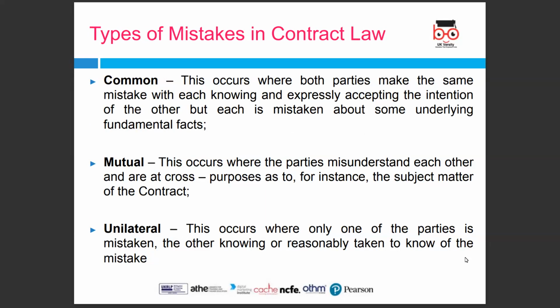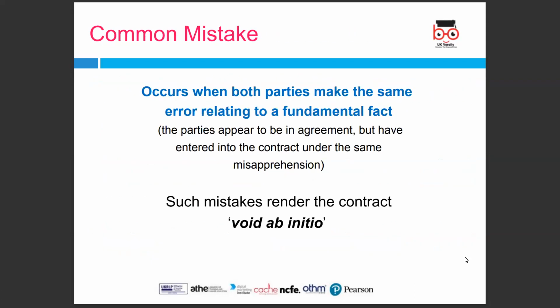So we've got common mistake. This occurs where both parties make the same mistake, with each knowing and expressly accepting the intention of the other, but each is mistaken about some underlying fundamental factor. Mutual mistake occurs where the parties misunderstand each other and are at cross purposes as to, for instance, the subject matter of the contract. And unilateral mistake occurs where one of the parties is mistaken and the other knows, or is reasonably taken to know, of the mistake. So we're going to look at each one.